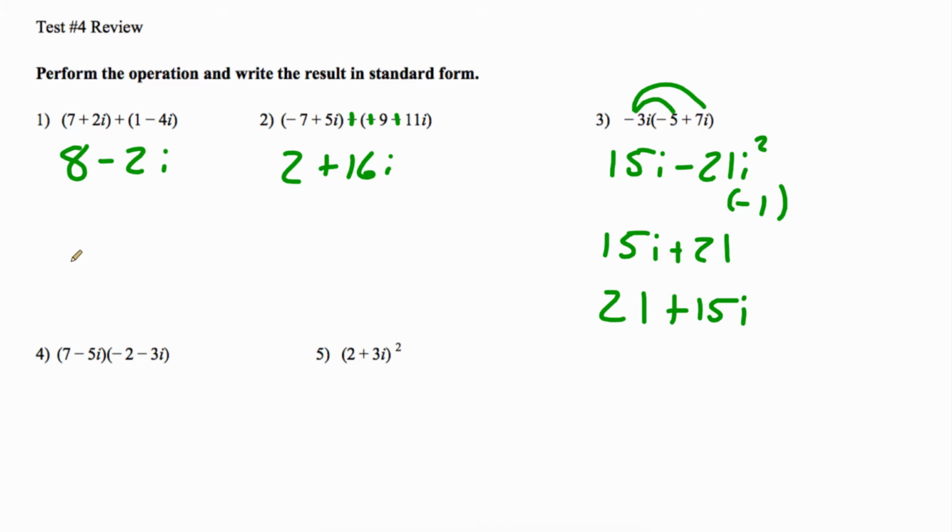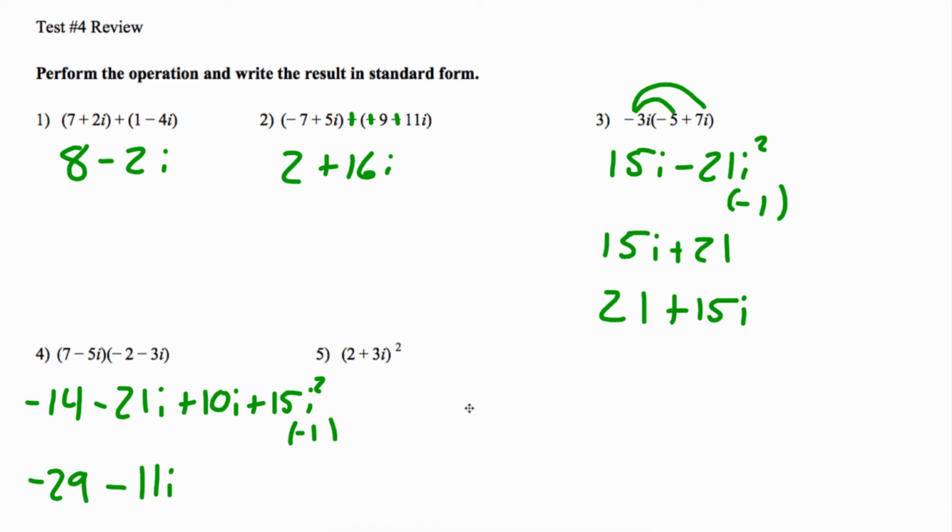If we look at number 4, we're multiplying some binomials together, so we have to FOIL that out. If we take the 7 times the negative 2, we get negative 14. 7 times negative 3i is negative 21i. Negative 5i times negative 2 gives us positive 10i, and negative 5i times negative 3i gives us plus 15i squared. Again, this i squared is the same as negative 1, so negative 1 times 15 gives us negative 15, and if we combine that with the negative 14 at the beginning, we get negative 29. Negative 21i plus 10i becomes negative 11i.